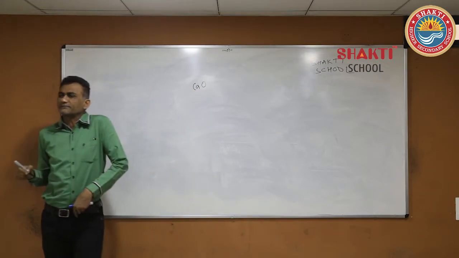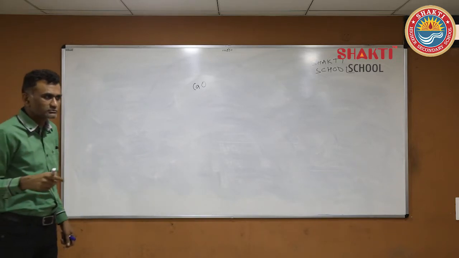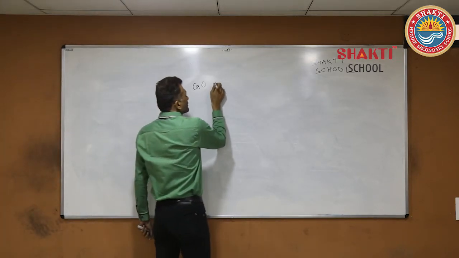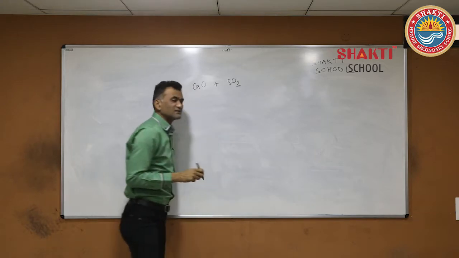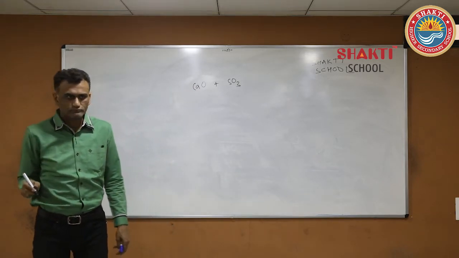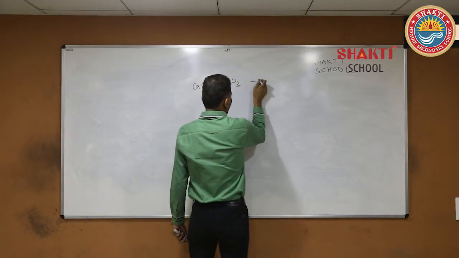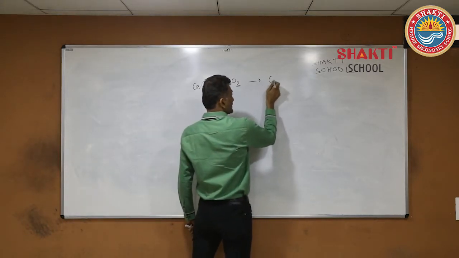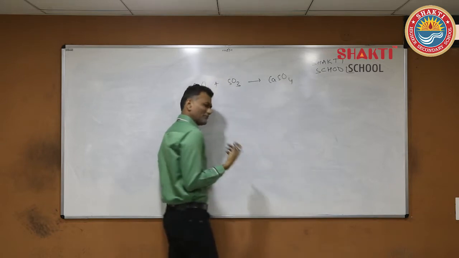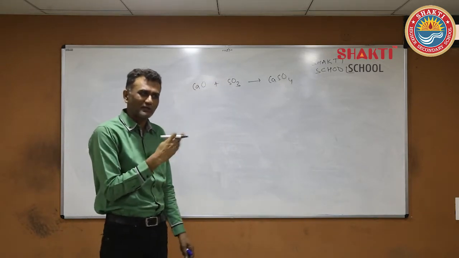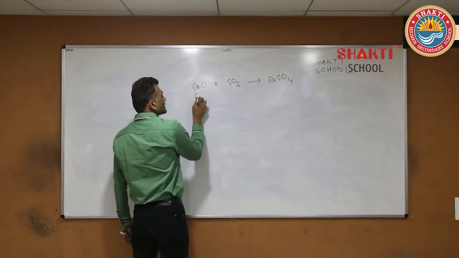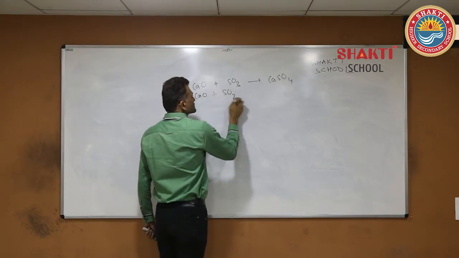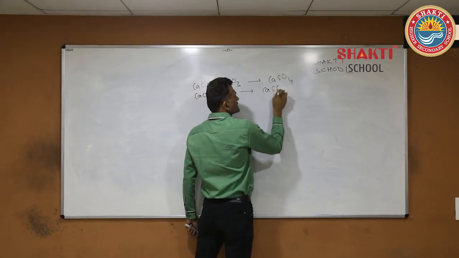You know this substance, CaO, is basic in nature, and you know that this is an acidic compound. So when CaO combines with SO3, what do we get? CaSO4. Similarly, CaO can combine with SO2 to form CaSO3.